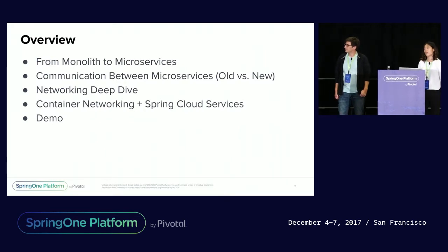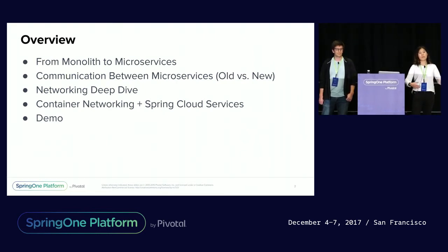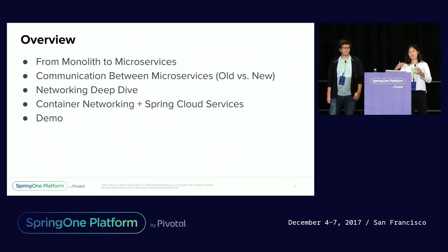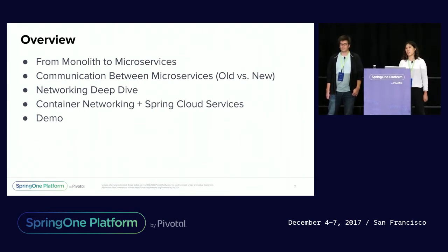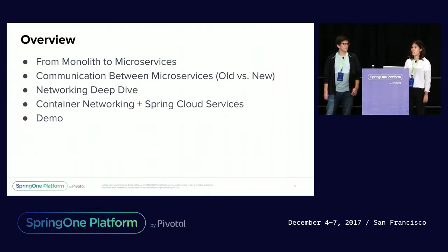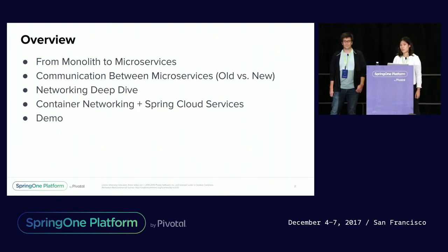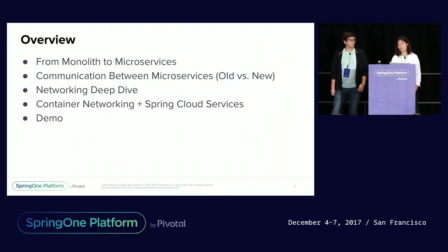So let's just start with a brief overview of what we're going to talk about here today. First, we're going to look at something that a lot of you might be familiar with, going from monolith to microservices, and then diving deeper into looking at microservices and some of the challenges, particularly communication between your microservices and how that works on Cloud Foundry. We'll then do a deep dive into the networking stack on Cloud Foundry before looking at how you can utilize container networking features hand in hand with Spring Cloud services. And we'll finish up with a demo showing you how simple it can really be.